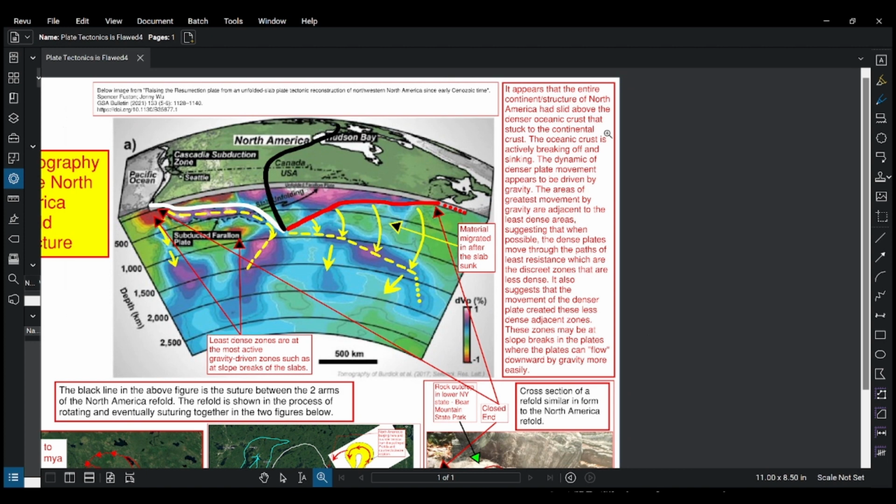It appears that the entire continent structure of North America had slid above the denser oceanic crust that stuck to the continental crust. The oceanic crust is actively breaking off and sinking. The dynamic of the denser plate movement appears to be driven by gravity. The areas of greatest movement by gravity are adjacent to least dense areas, suggesting that when possible, the dense plates move through the paths of least resistance, which are the discrete zones that are less dense. It also suggests that movement of the denser plate created these less dense adjacent zones. These zones may be at slope breaks in the plates where the plates can flow downward by gravity more easily.